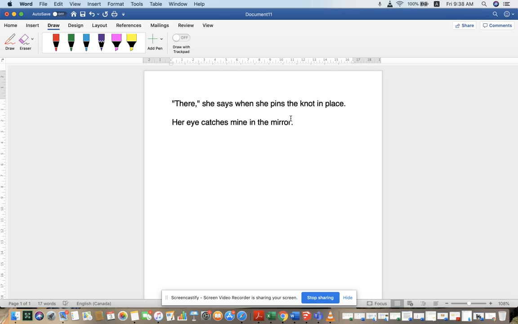Today we have two sentences from the book Divergent. "It's there," she says, when she pins the knot in place. Her eye catches mine in the mirror. So we have a few punctuations to look at first.